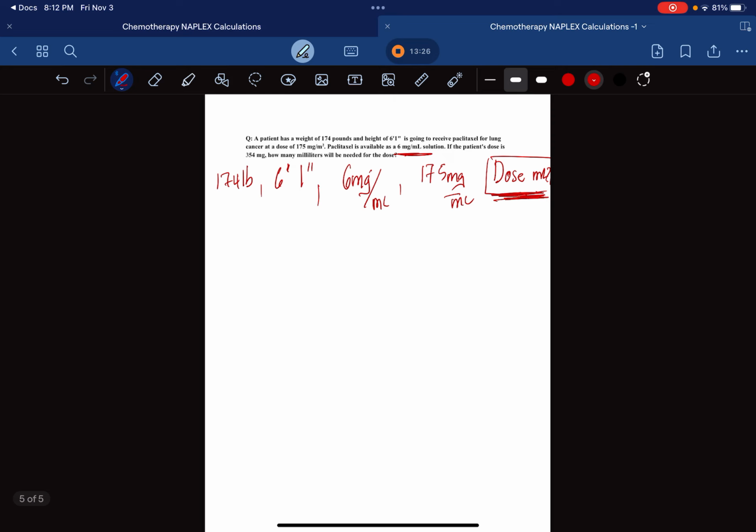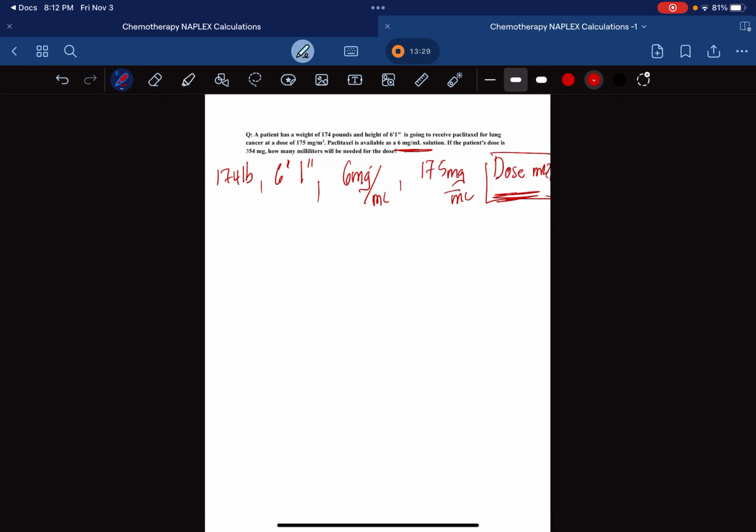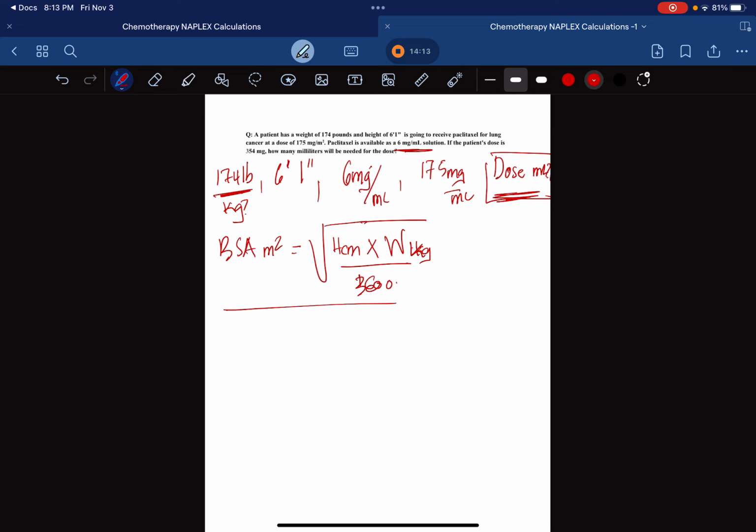Okay, so always remember to look at what the question is asking you for, okay? Okay, so let's go ahead and plug our values in. So first of all, we need to find the BSA, the body surface area in meters squared, which is equal to the square root of height in centimeters times weight in kilograms divided by 3,600. Okay? Good. The next is we have to switch this to kilograms. We have to switch this to centimeters.